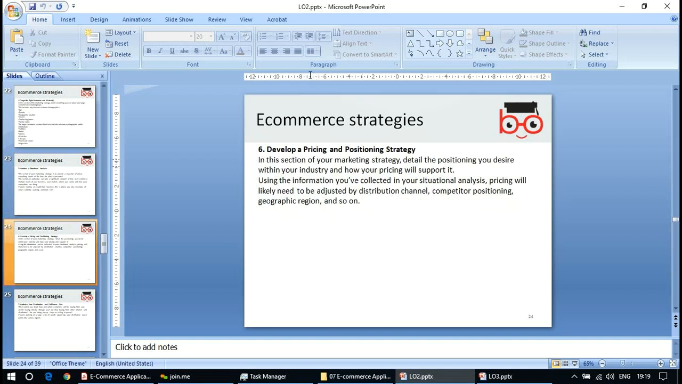Develop a pricing and positioning strategy. Obviously, pricing is the matter. So detail the positioning you desire within your industry and how your pricing will support it. Using information you have collected in your situational analysis, pricing will likely need to be adjusted by distribution. So with respect to the situational analysis, you try to adjust the pricing, isn't it?